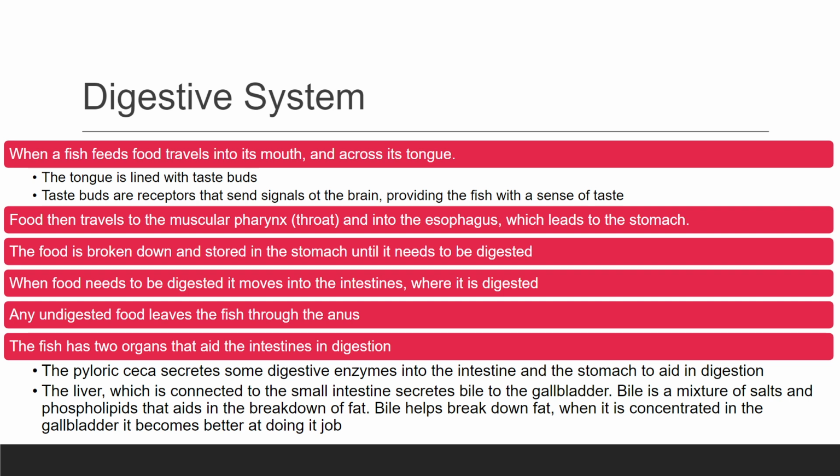The fish also has two organs that aid the intestines in digestion. The pyloric ceca secretes some digestive enzymes into the intestine and the stomach to aid in digestion. Then the liver, which is connected to the small intestine, secretes bile to the gallbladder. Bile is a mixture of salts and phospholipids that aid in the breakdown of fat. Bile helps break down fat, especially when it is concentrated in the gallbladder. It becomes better at doing its job.